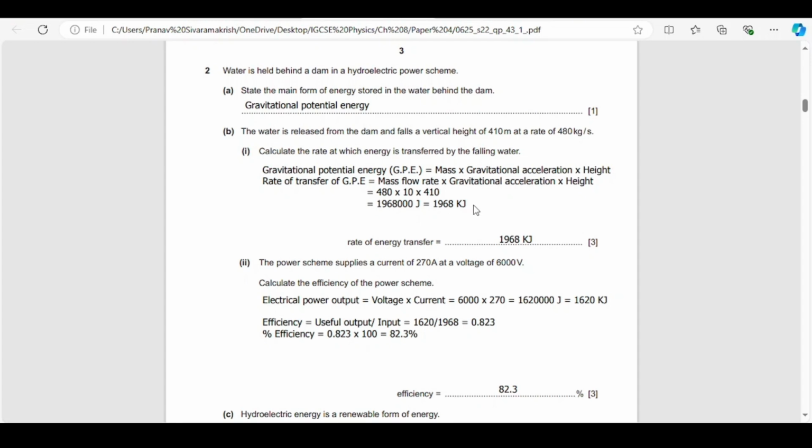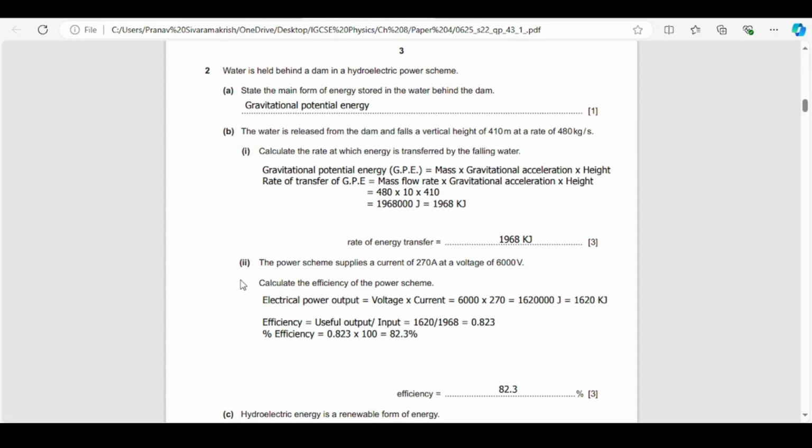I must apologize here because there is an error with the units, because the rate of energy transfer is happening every second. The value should be 1968 kilowatts, not 1968 kilojoules, so that is an error from my end. Apologize for that. Just noticed that myself.